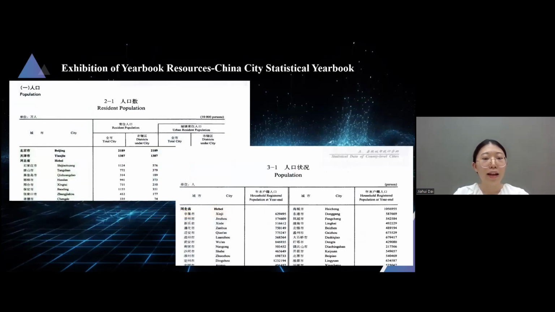The table on the left shows the resident population of cities at the prefectural level and above in 2021, including the resident population and urban resident population of Beijing, Tianjin, Shijiazhuang of Hebei, and other cities, while the table on the right shows the population of county-level cities in 2021, including the household registered population at year-end of Xinji and Jingzhou of Hebei.